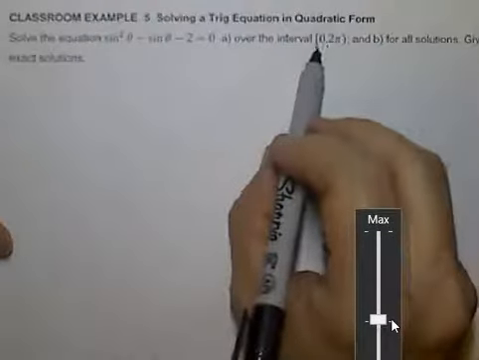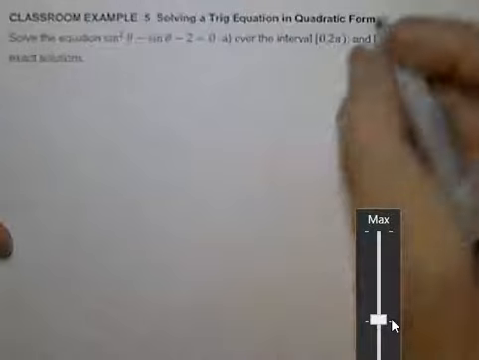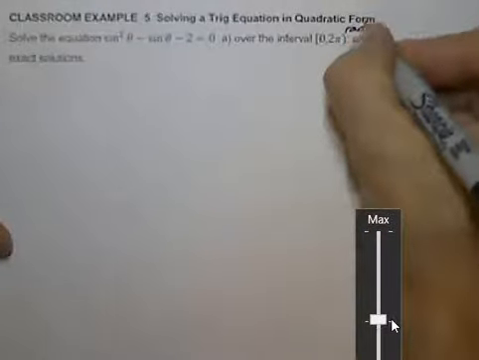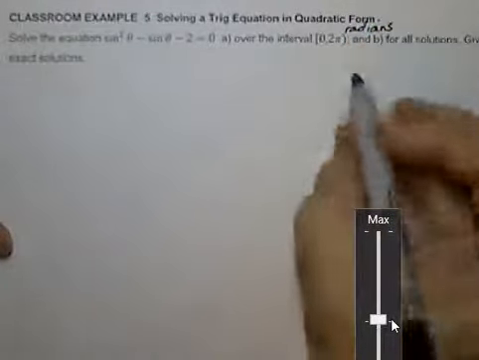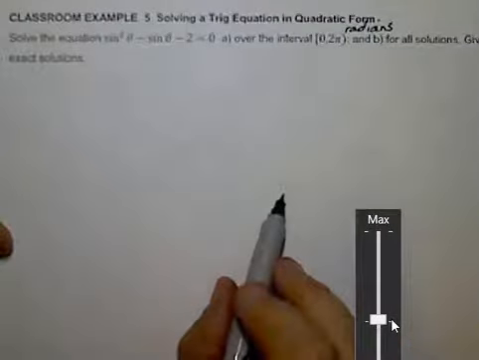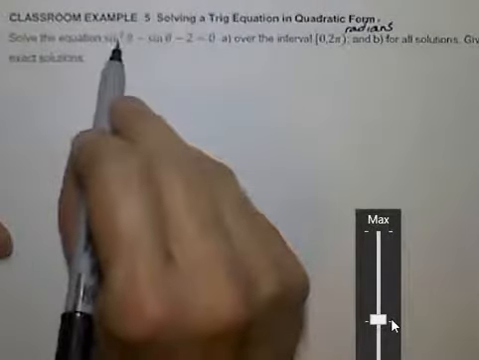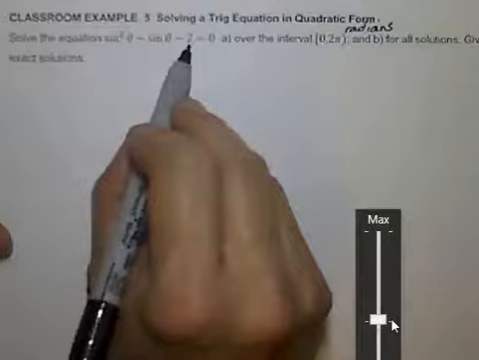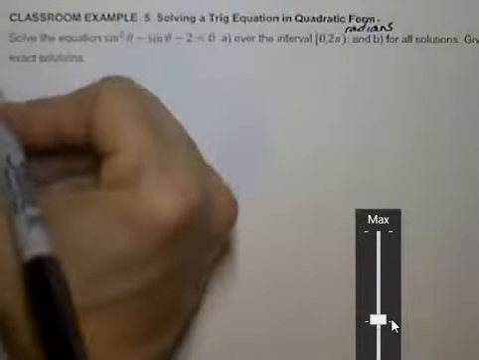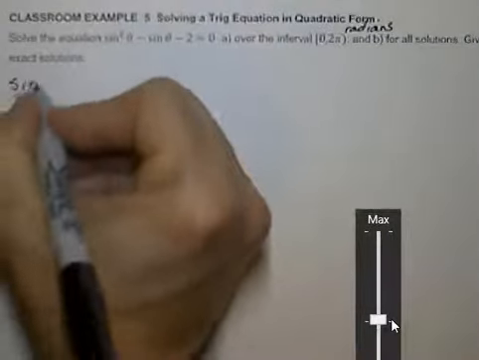And for this equation, we're solving it over the interval from 0 to 2 pi. That means we're working in radians this time. So you want to change your calculator to radian mode. And this is also an equation that's quadratic in form. This one we already have a 0 on one side.